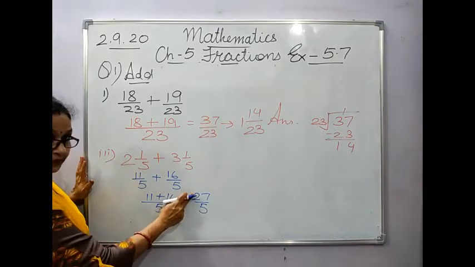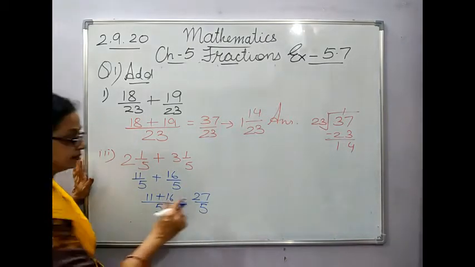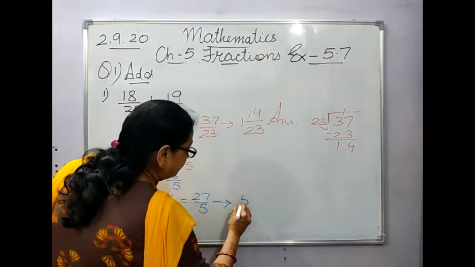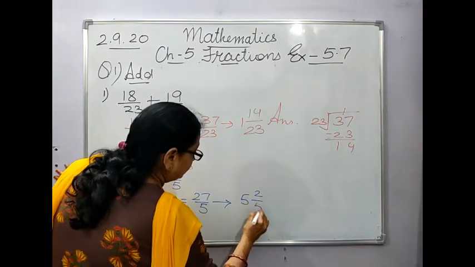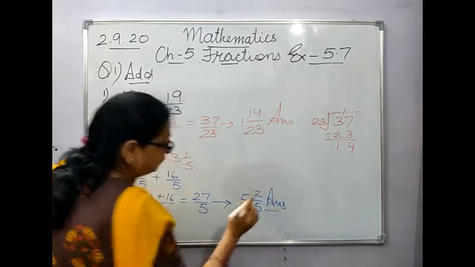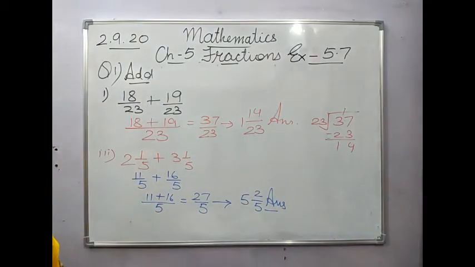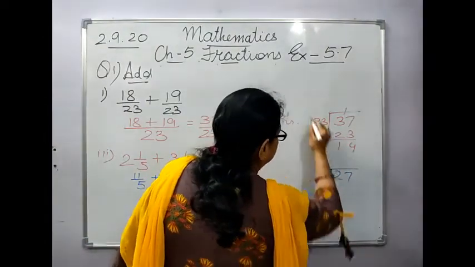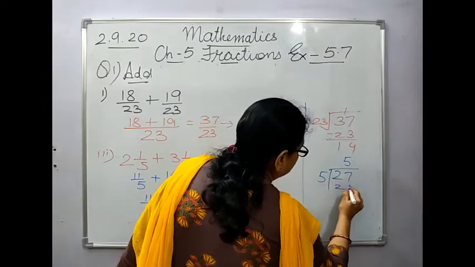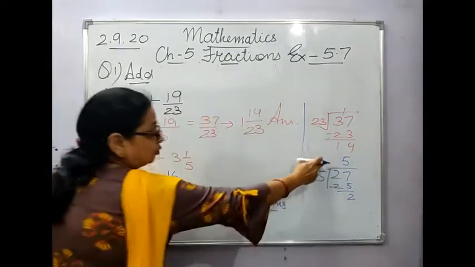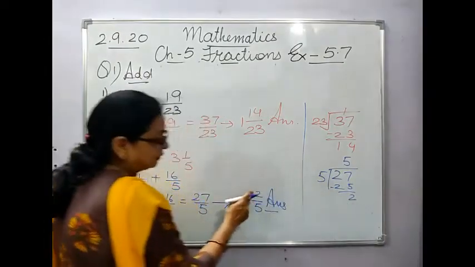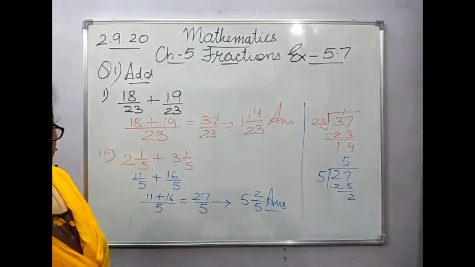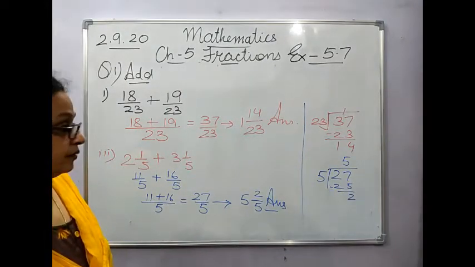Improper fraction because numerator is greater and you have to reduce it to the lowest term. So divide it like this. 5 5s are 25. 2 upon 5 will be your answer. Have a look. You can divide it in the rough. This is your rough column. 5 5s are 25. 2 is left. You know quotient becomes the whole number. The remainder becomes the numerator and the divisor becomes the denominator. Clear? Now we move on to question number 2.